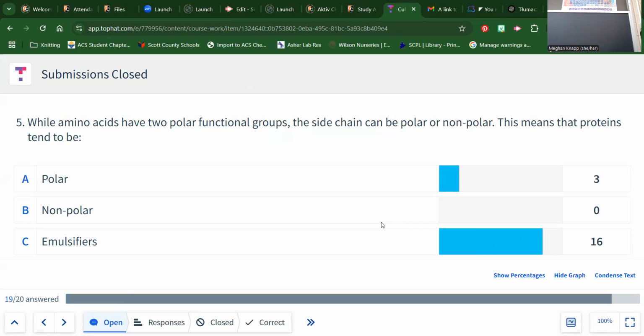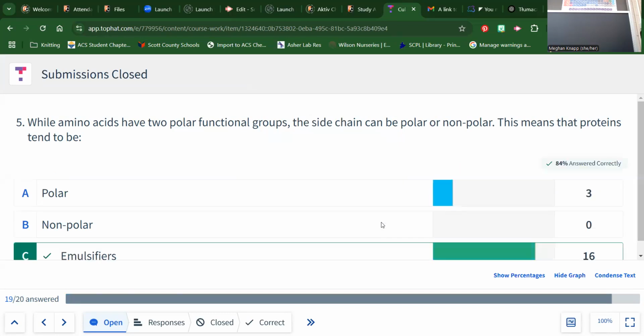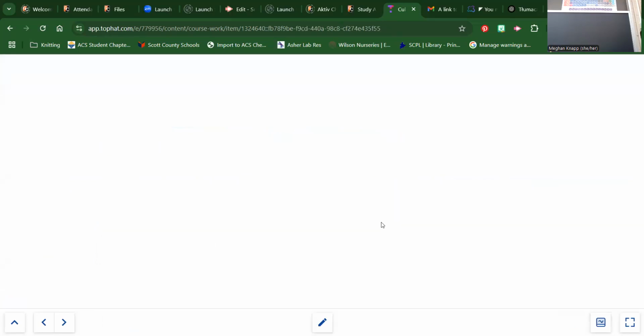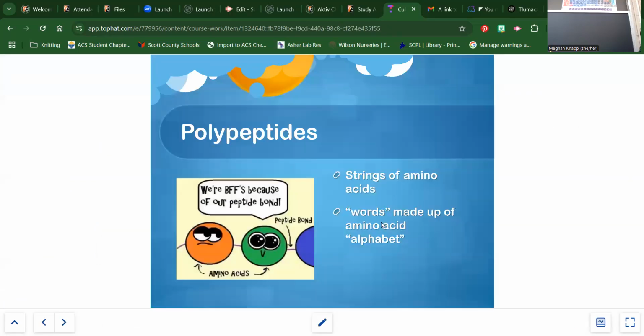All right, so these tend to be emulsifiers is the correct answer there. Polypeptides. So the bond between two amino acids is called a peptide bond. So a polypeptide is just several of these amino acids linked together. So sometimes you will hear that term polypeptide, that they might use it in a commercial about medicine or your digestive system or whatever.